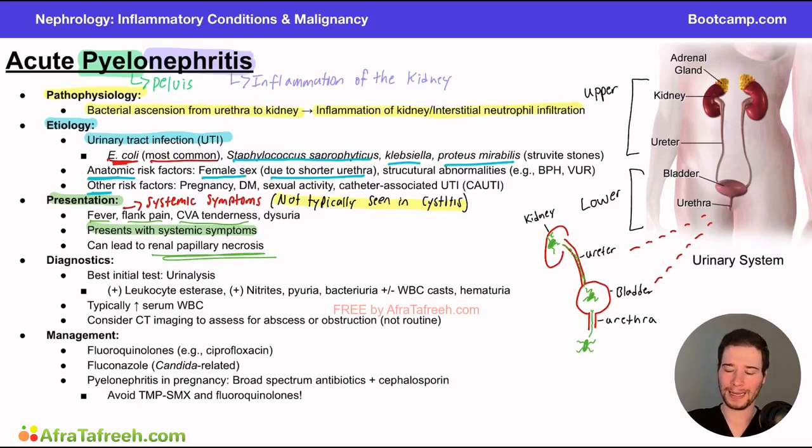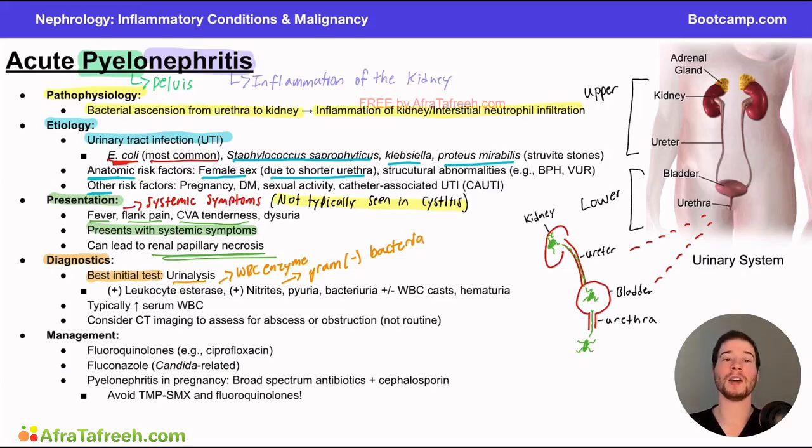Now, when we talk about the diagnostics, we're really looking at similar things with cystitis. The best initial test, because of its rapid results, is going to be the urinalysis, in which we would see a positive leukocyte esterase indicating white blood cells and positive nitrites indicating gram-negative bacteria, which can convert nitrates into nitrites. This is not always going to be present, but it's commonly present. And why is that? Because the most common cause is the gram-negative E. coli. Additionally, some other things we can see include pyuria, which is white blood cells, and bacteriuria as well, which is actual bacteria in the urine sample.